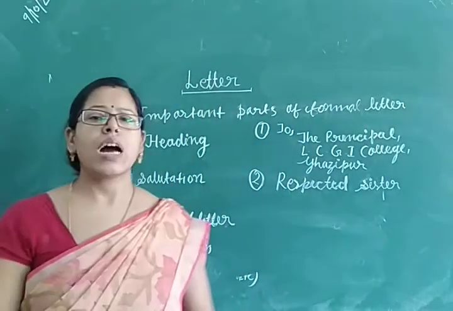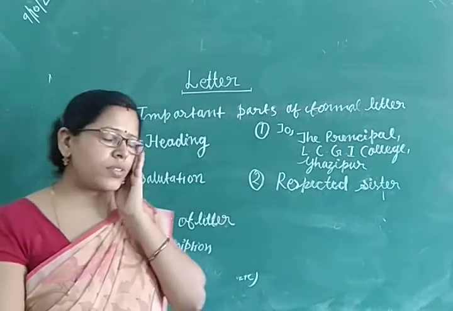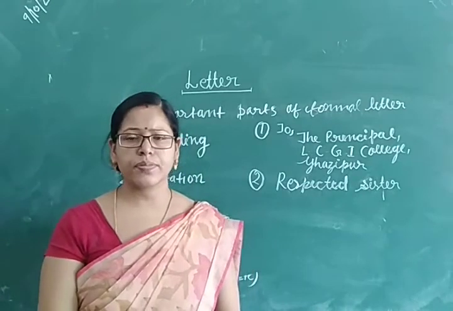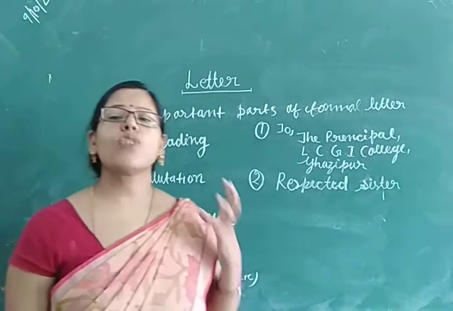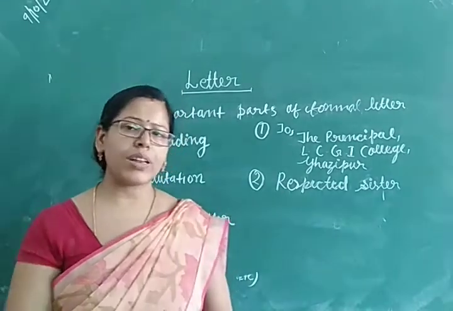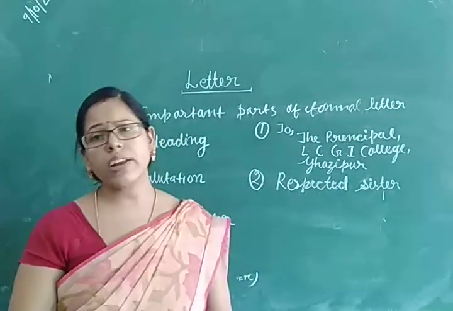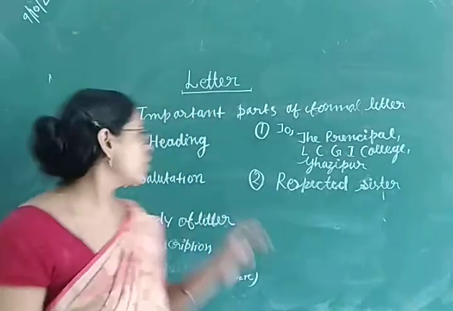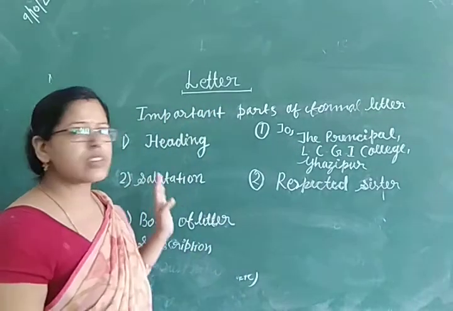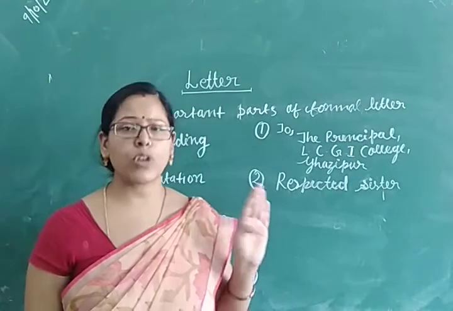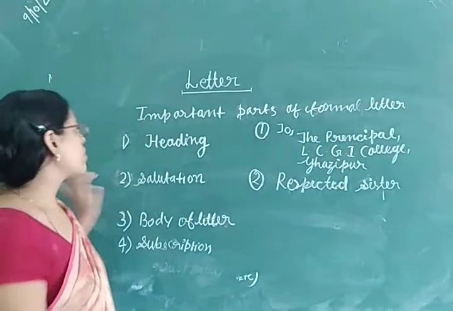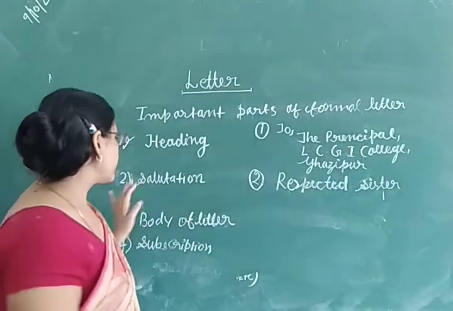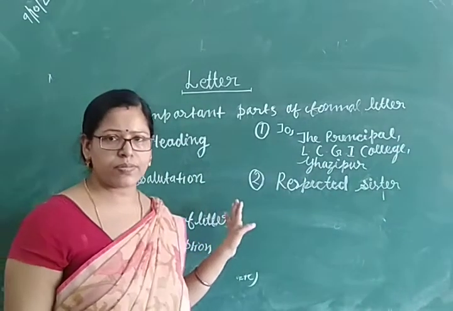Now, I am going to tell you the different important parts of a formal letter. In order to understand how to write a formal letter like an application, we need to understand at first the different parts of a formal letter. So here you can see there are basically 4 important parts in a formal letter. The first one is what? Heading. That means we write heading at first. Second part is what? Salutation.